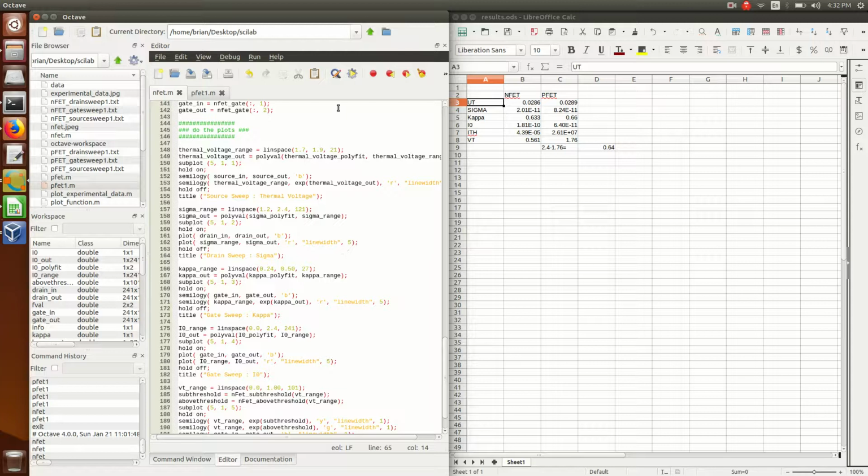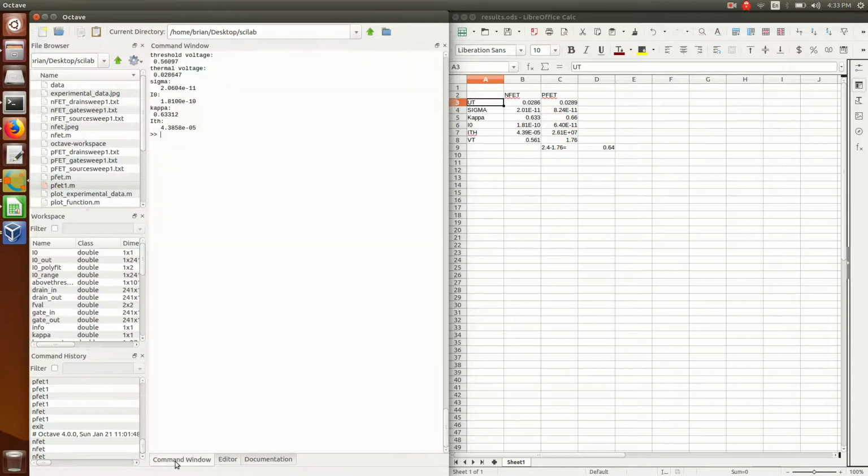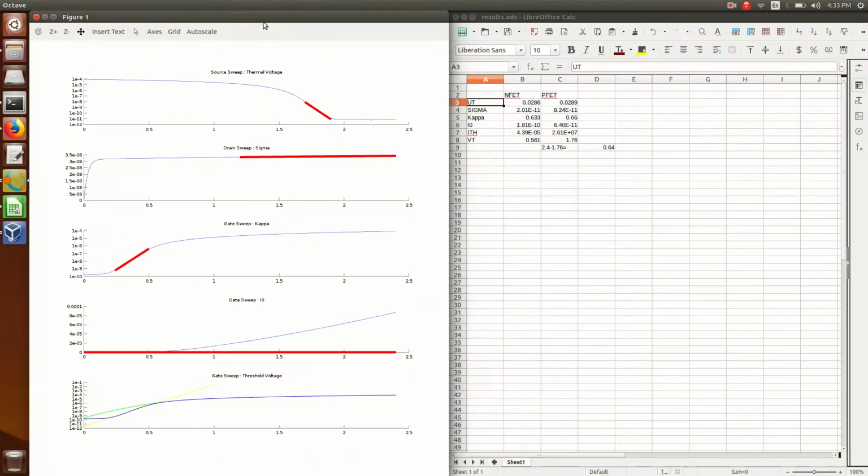So for this assignment, we used Octave for both the NFET and the PFET. And here's what our graphs look like. So for the thermal voltage, we were able to calculate this by looking at the source sweep. We just took the gradient along this linear region here, because if you're holding the drain and the gate voltage constant, then the slope of this linear region is going to be -1 over the thermal voltage. So we were able to extract that parameter.